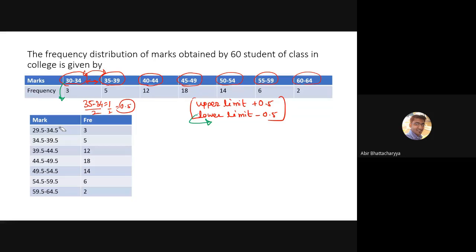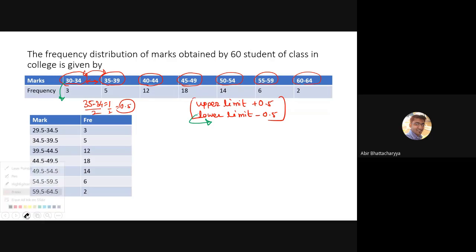So first you have to update the interval in this case. Observe the interval every time before solving the problem. Don't just get the problem and start solving. No, don't do that. First check what the problem is, what the question is, what they are asking, then respond accordingly. So your frequency is like that.